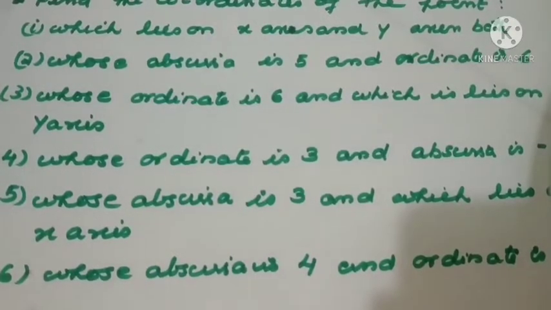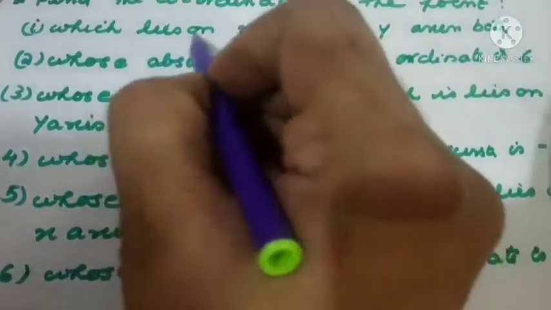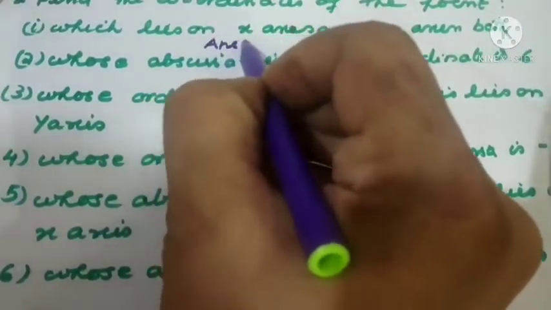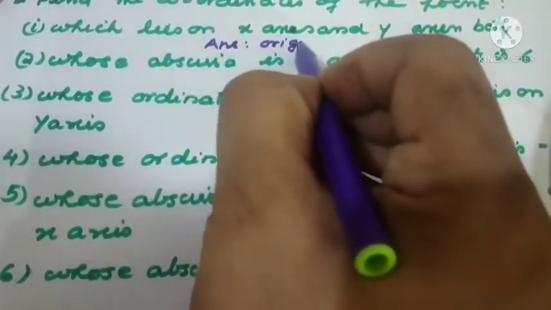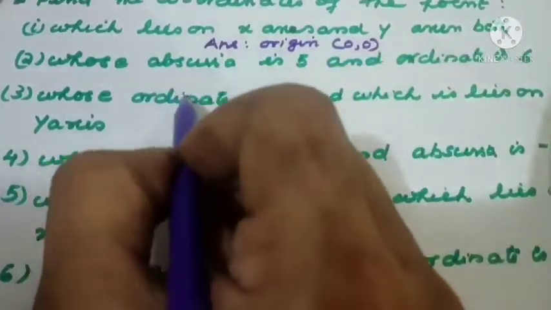So the first condition is to write the coordinates of the point which lies on both the x and y axis. Only one is possible for this question. What is that one? Origin. So we will write the answer: origin. The coordinates are (0, 0).